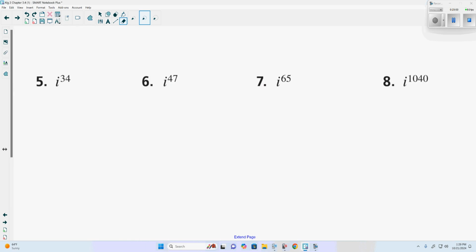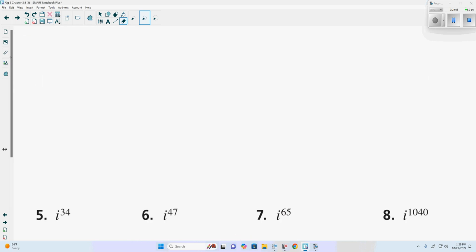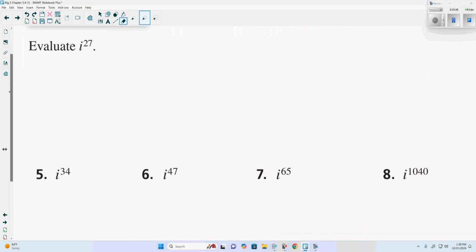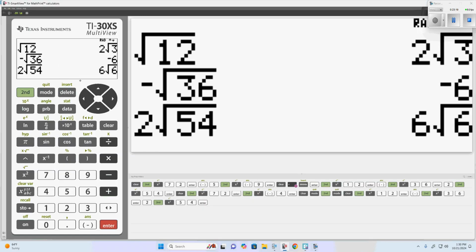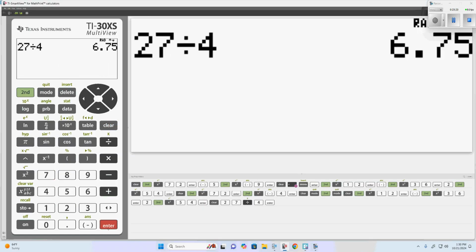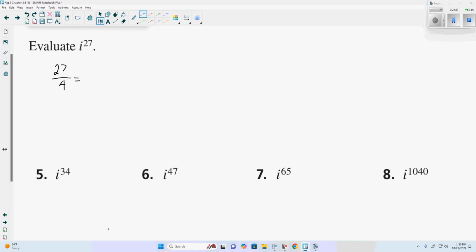So if we look at this first one here, i to the 27th power. Well, what do we need to do first? We need to take the 27 and divide it by 4. So we can say 27 divided by 4 is 6.75.